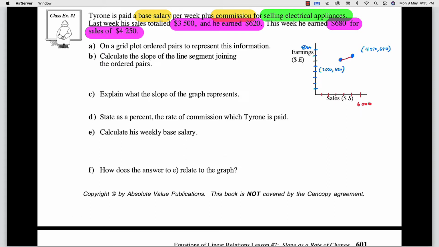Okay, and that's done. Part B, calculate the slope of the line. Well, again, what do we need to do to figure out the slope? We're going to be using XY1s and XY2s, and the slope is going to be Y2, 680, minus Y1, 620, all over the change in the X, which is 4,000.